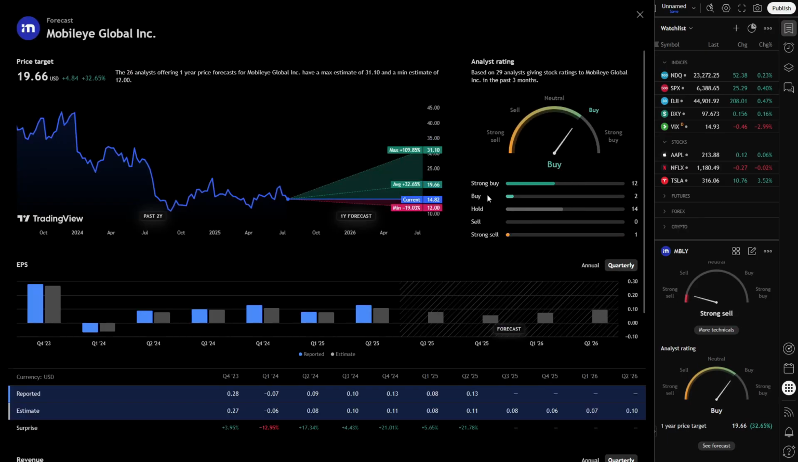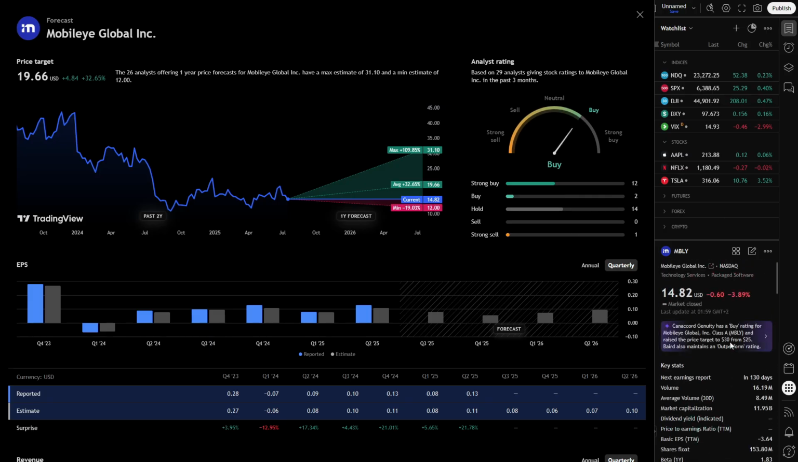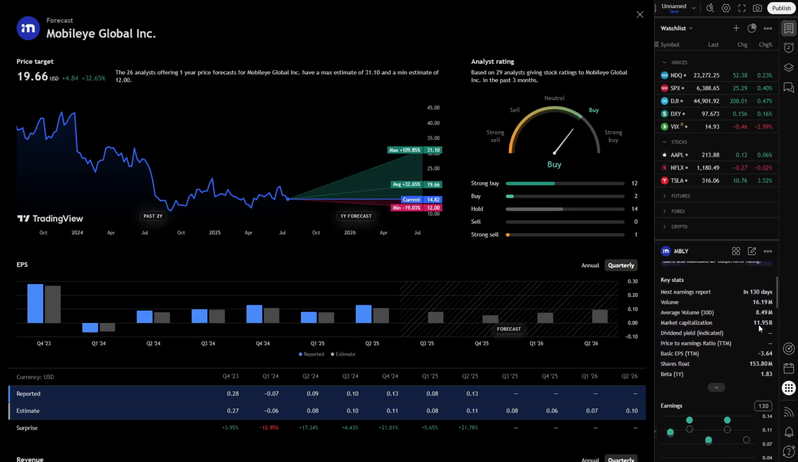Now, the analyst ratings on this are quite decent. We have 12 strong buy, 2 buy, 14 hold, and 1 strong sell, which is quite decent to see. Of course, it is actually quite interesting to see that we have so many analysts on it, because as you can see, the market cap of this is $11.95 billion. For such a small company to have 29 analysts on it is quite decent, because I like the fact that we have so many nuanced looks on it.